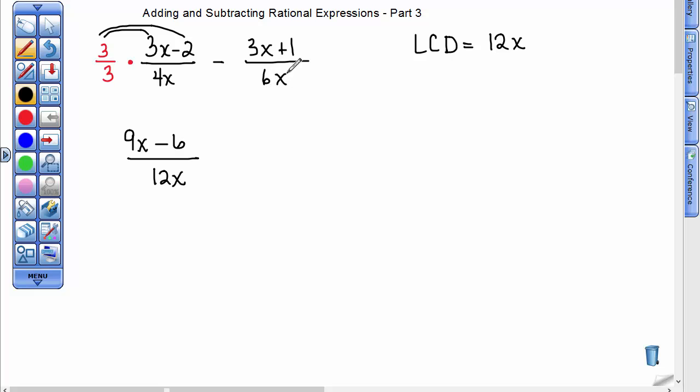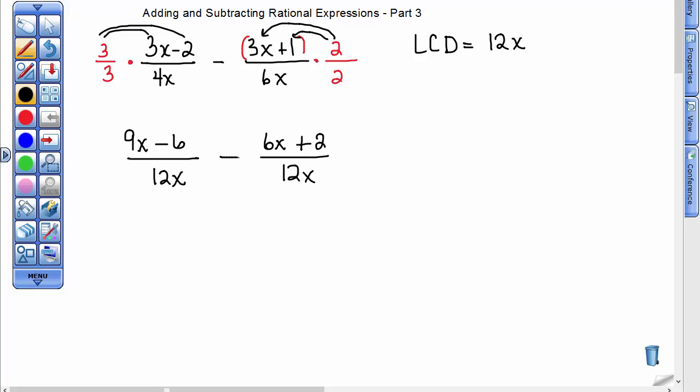This 6x needs to be built up to become a 12, so it's got to be multiplied by a 2, top and bottom. And so this 2 has got to be distributed times this binomial. So 2 times the 3x will give me 6x, and 2 times 1 will give me 2. And now this denominator right here will also be a 12x.